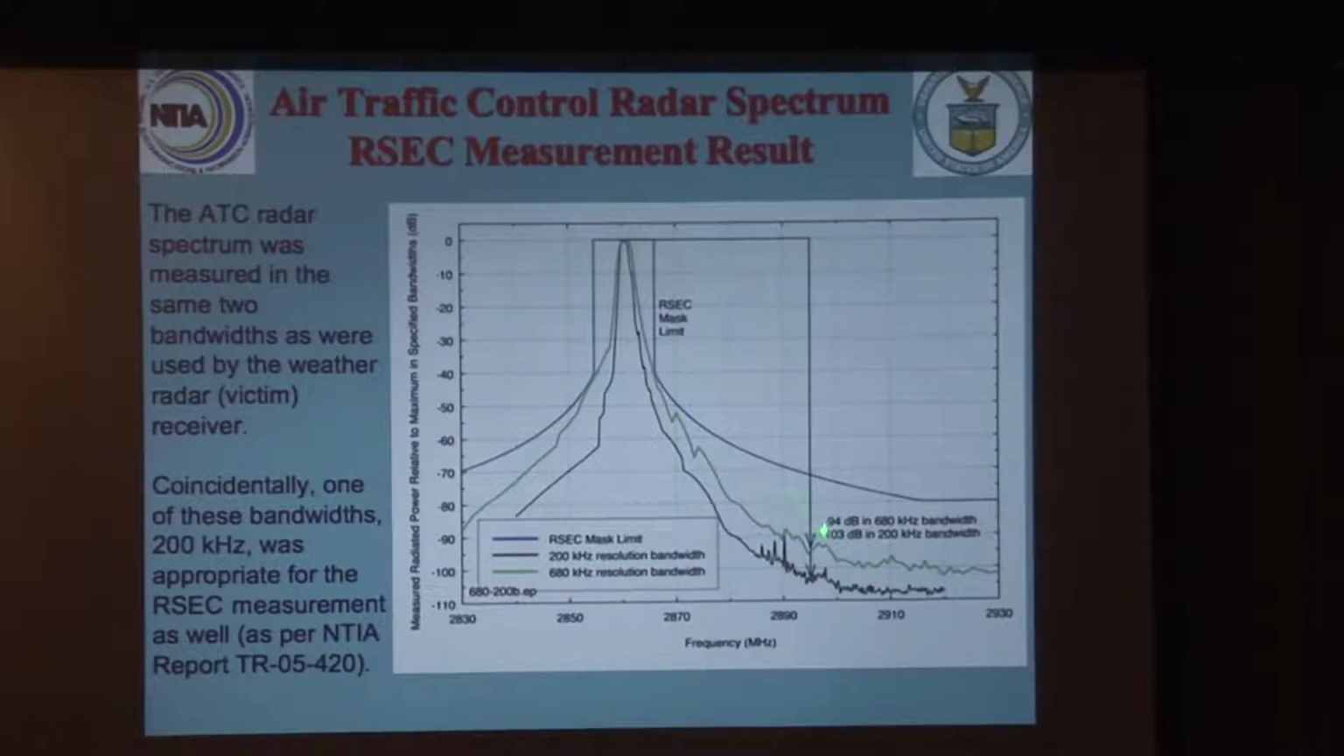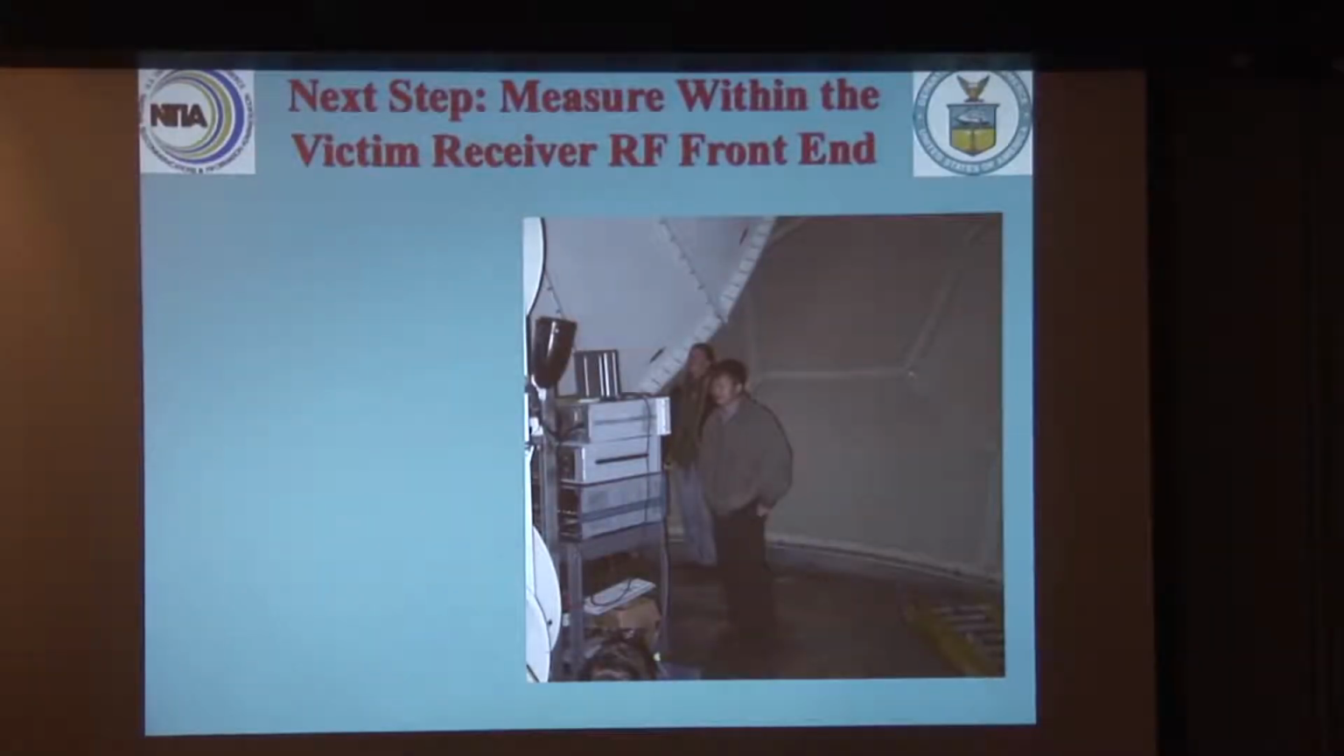And we also see that at the weather radar frequency, which is not quite on this graph, that again, in either of the weather radar's bandwidths of 680 or 200 kilohertz, the emission level of the radar relative to its fundamental power level is down anywhere from 94 dB in the 680 kilohertz bandwidth to as much as 103 dB in the 200 kilohertz bandwidth. So you would think that that would not be enough power to cause co-channel interference into the weather radar. So we put that information aside.